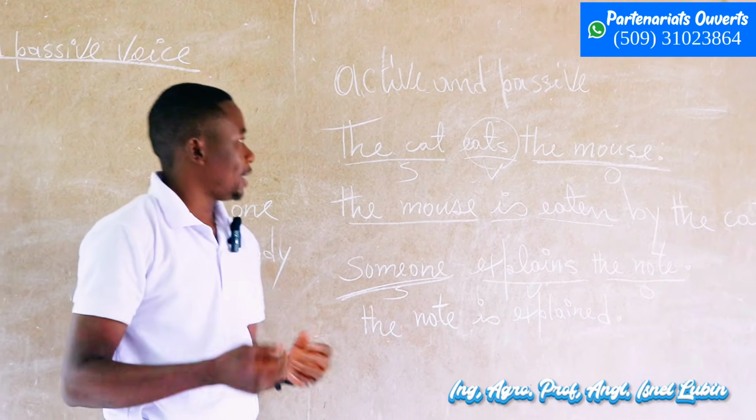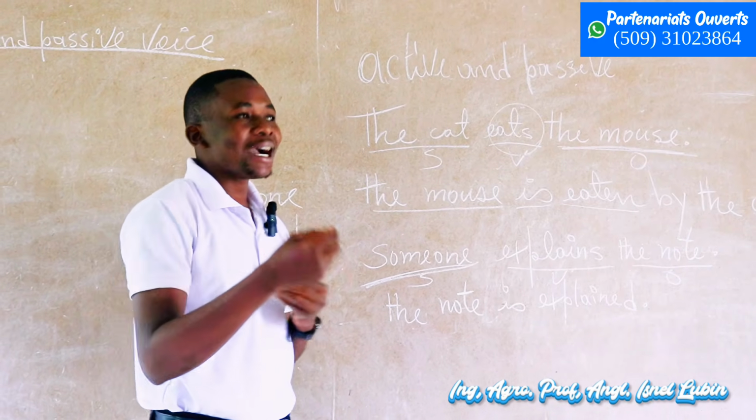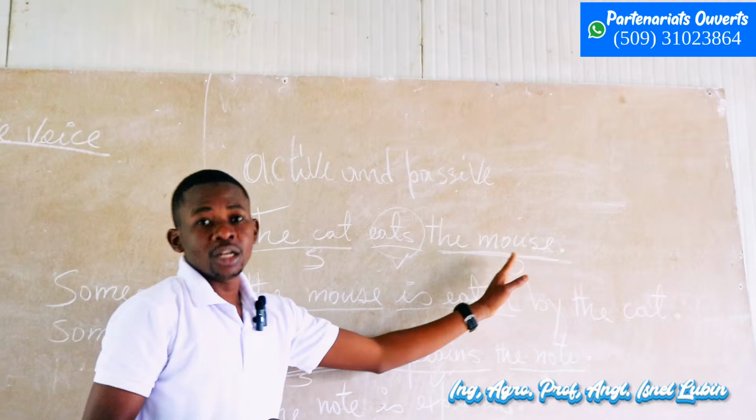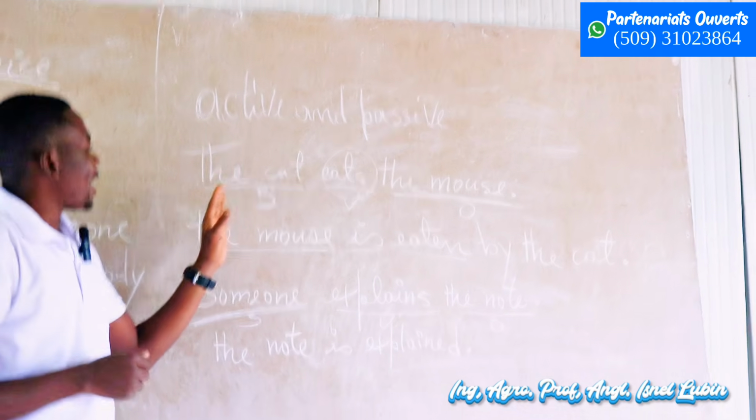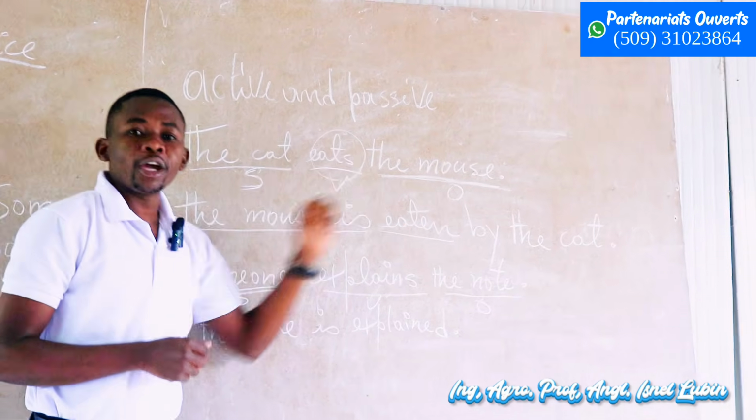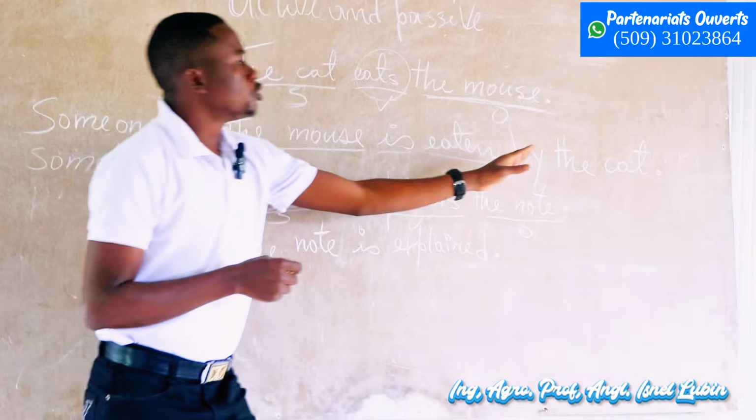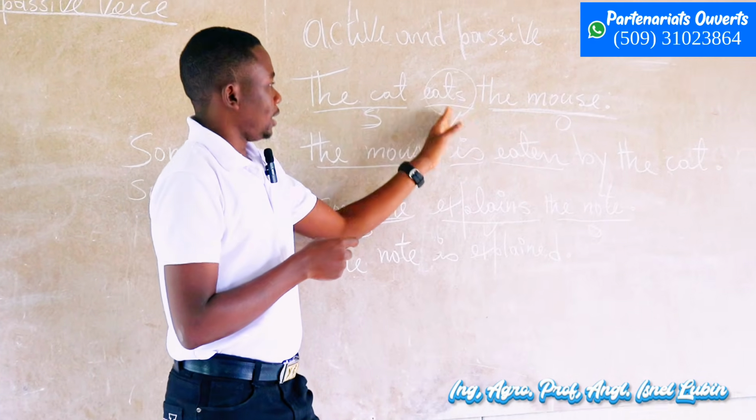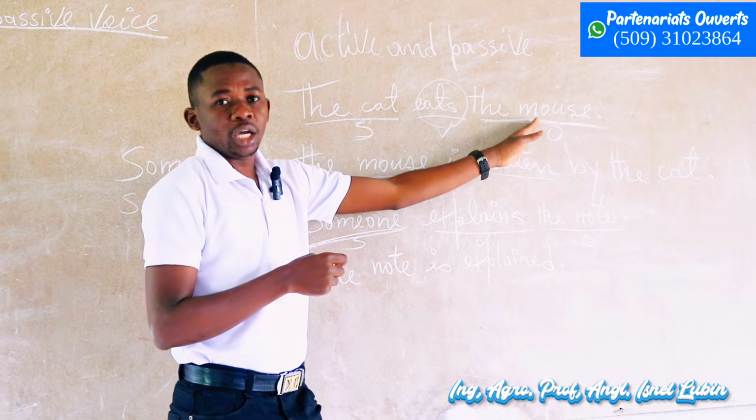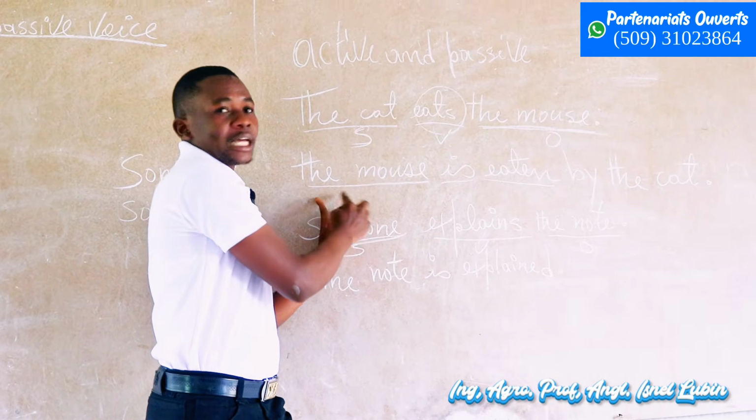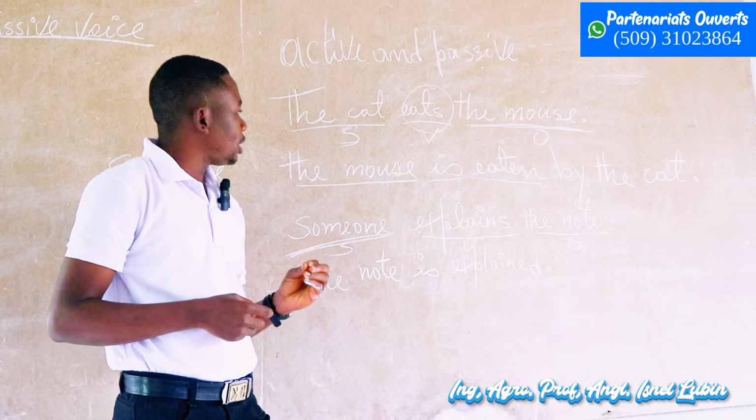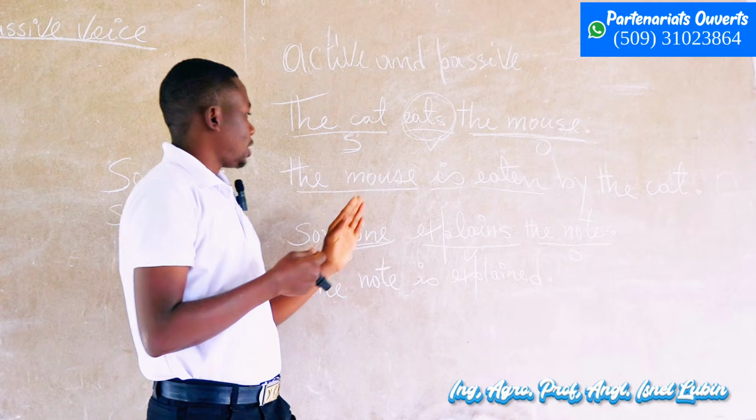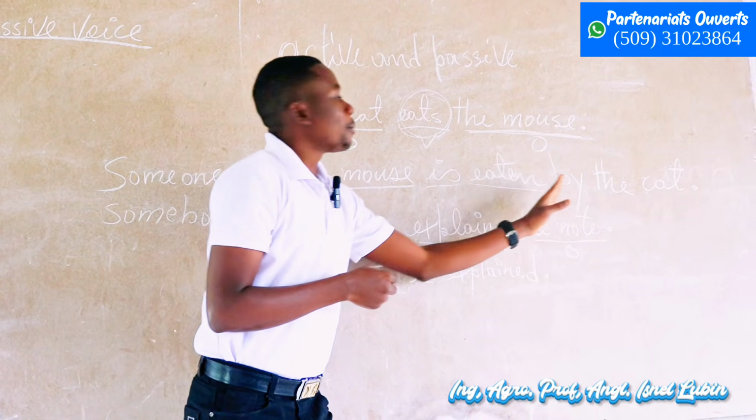So, as I was telling you guys, to change a sentence from active to passive voice, you have to identify the subject, the verb, and the object. After identifying subject, verb, and object, you have to move the object to the subject position, as I did here. The cat eats the mouse, so you say the mouse. This is the object, and I move it to the subject position, and then I conjugate the verb to be at the same tense as the main verb, which is to eat in present tense. I say the mouse is eaten by the cat.